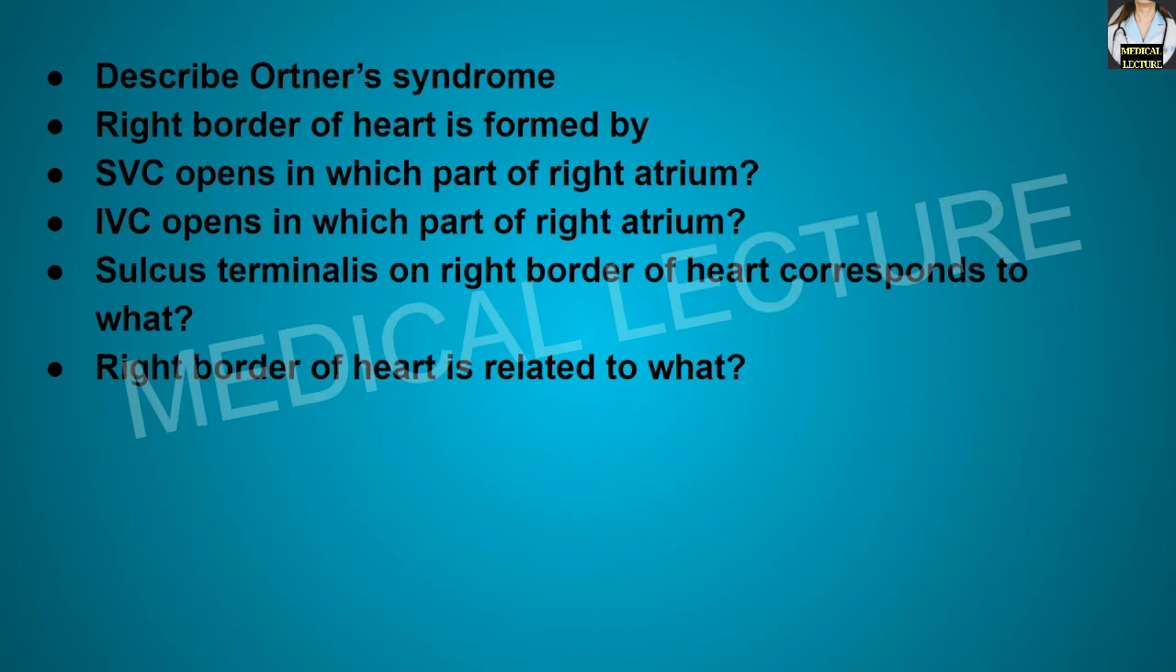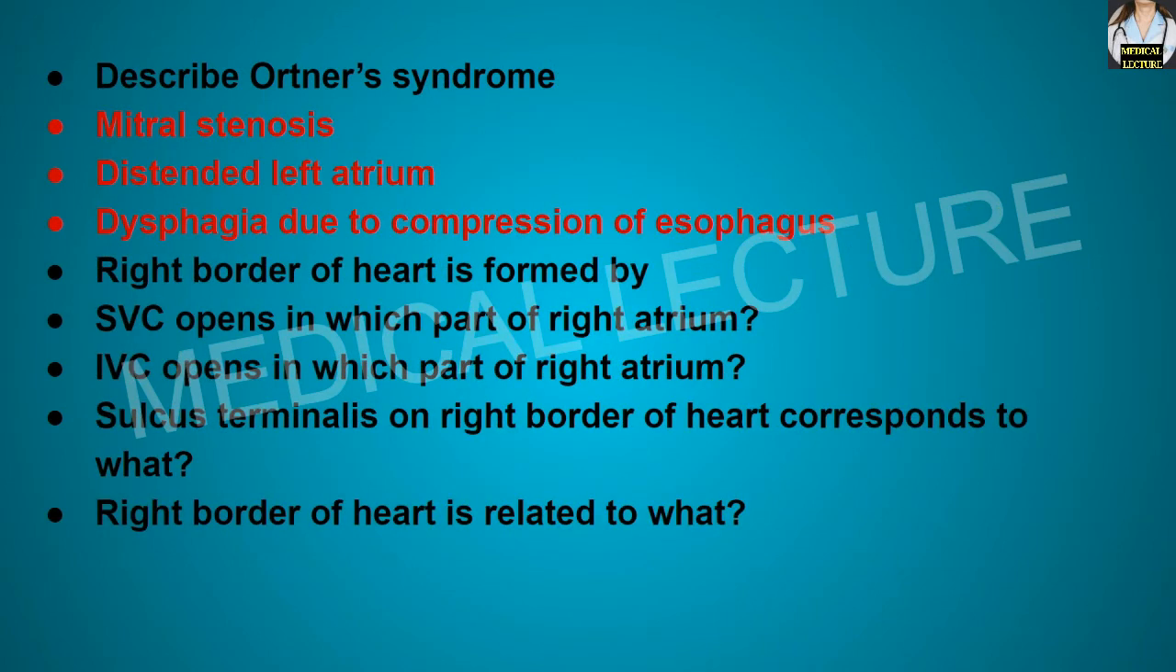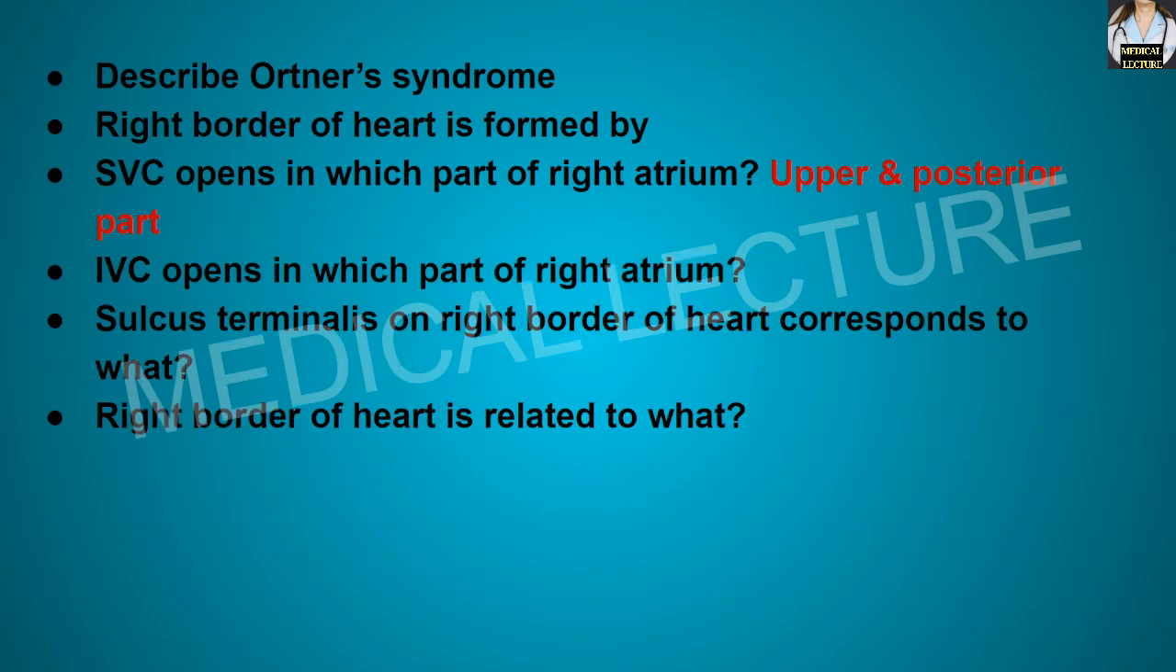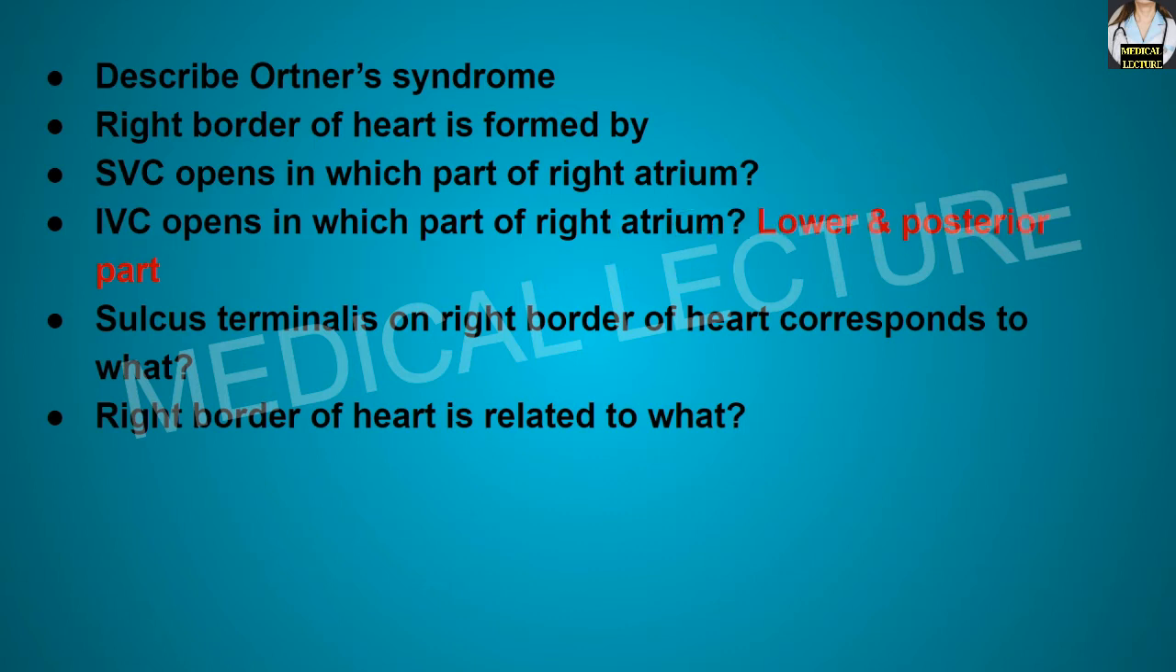Describe Ortner's syndrome. Ortner's syndrome shows mitral stenosis, distended left atrium, and dysphagia occurs due to the compression of the esophagus. Right border of the heart is formed by right atrium. Superior vena cava opens in which part of the right atrium? It opens in the upper and the posterior part of the right atrium. Inferior vena cava opens in which part of the right atrium? It opens in the lower and the posterior part of the right atrium.